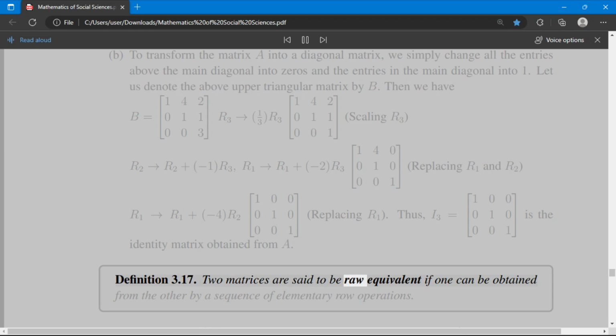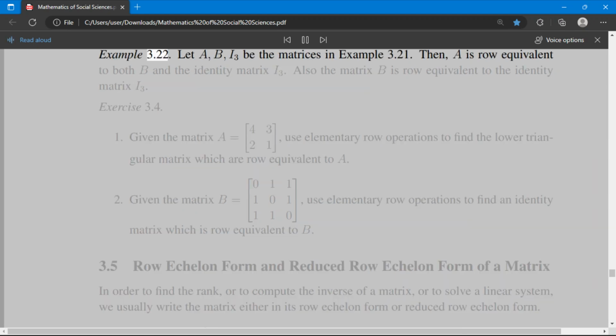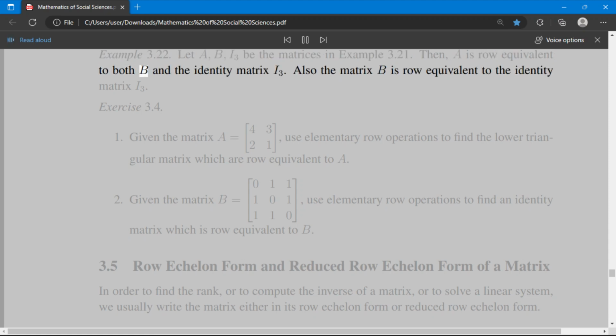Definition 3.17. Two matrices are said to be row equivalent if one can be obtained from the other by a sequence of elementary row operations. Example 3.22. Let A, B, I3 be the matrices in example 3.21. Then, A is row equivalent to both B and the identity matrix I3. Also the matrix B is row equivalent to the identity matrix I3.